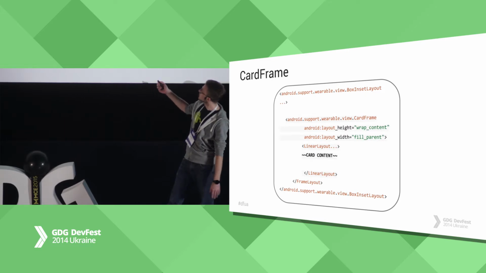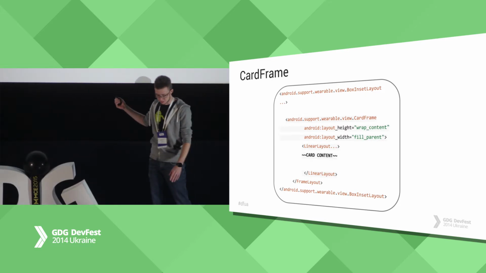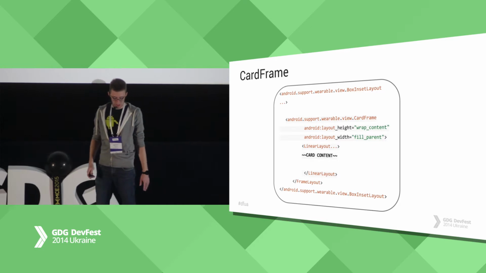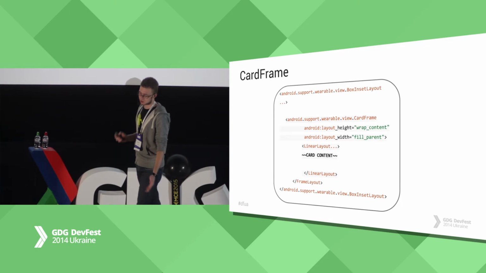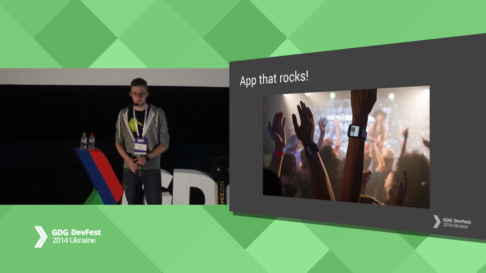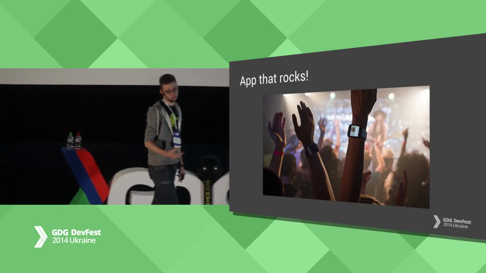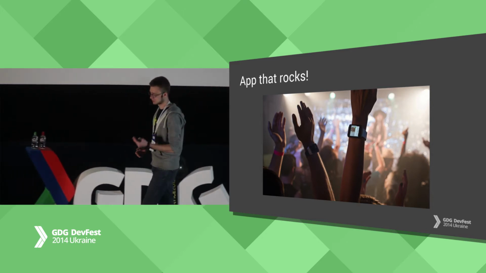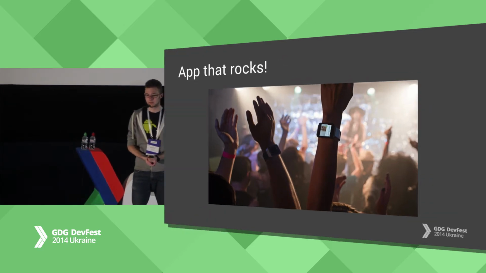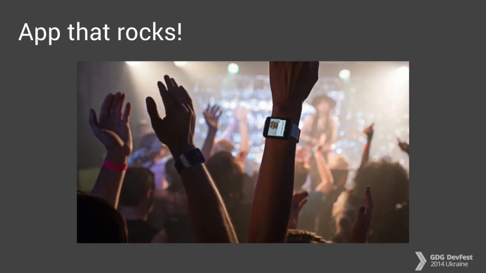In the page of the fragment, we'll just add a card content there. So CardFrame is probably our best friend on Android Wear. Using those views, we can create apps that use the same experience as other Android Wear apps and have very nice features, because the user doesn't wonder what this button does or why this button looks like on the phone. It just looks like any other button on Android Wear.